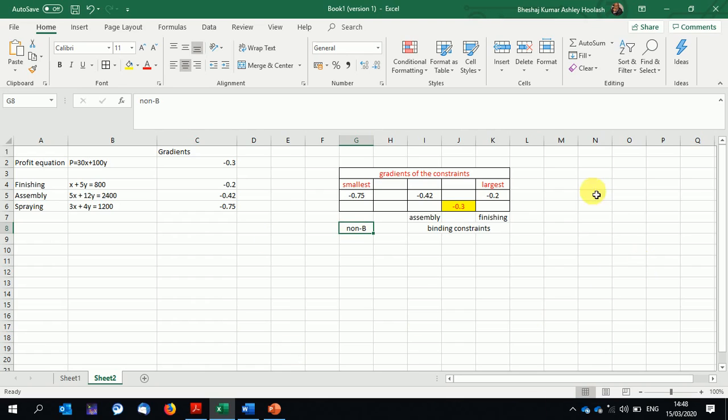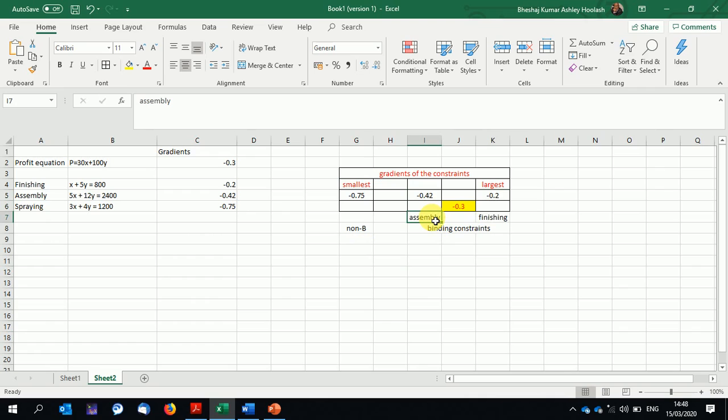So with that graph, I know which ones would be my binding constraints: this one, assembly, and finishing. I know these two would be my binding constraints, and this one clearly is my non-binding constraint.